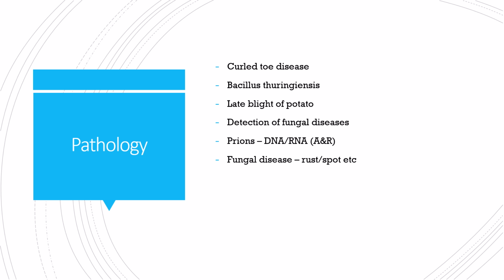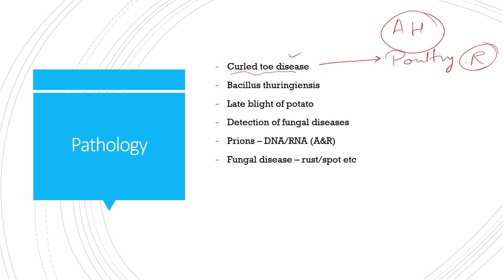Now, plant pathology. There was one question related to curled toe disease. Although this is related to poultry, this does not come under plant pathology. So from animal husbandry, only one question had come, that is, curled toe disease caused due to the deficiency of riboflavin. Then from Bacillus thuringiensis, a question had come that was easy. Late blight of potato causal organism, again an easy question. Detection of fungal diseases, easy question. Then what fungal diseases cause: rust, spot, and some other options were there. So this was again a very easy question.